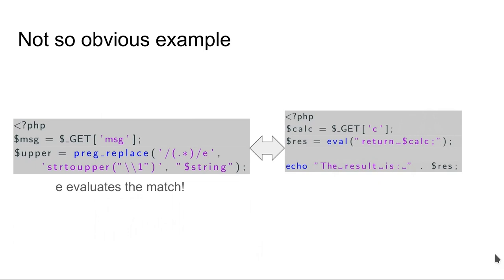So if you think about it, those two code snippets here are actually the same. They have the same effect. They just do a blind eval on user supplied input. Just in this case, it's not so obvious.